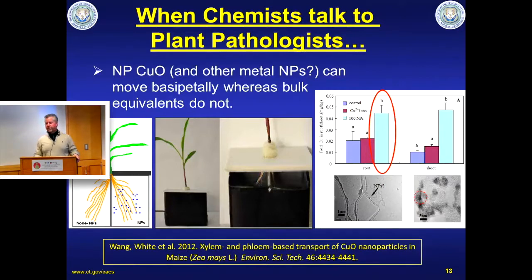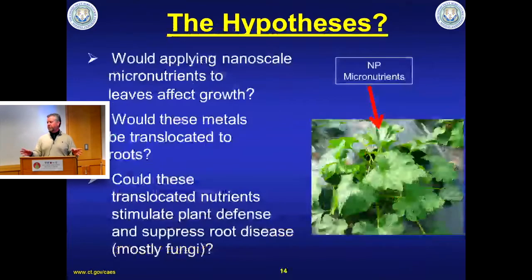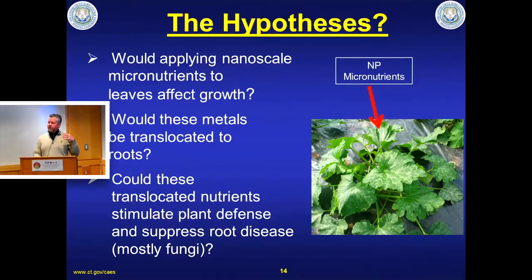So what would happen if you had a plant growing in the field and instead of giving it your typical Miracle-Gro micronutrient solution, you actually supplied copper and manganese in nanoscale form? Would you get a different effect? Would these nutrients be translocated to the roots? If they were translocated to the roots, would this stimulate plant defense? And would the plant be able to fight off some of these fungal pathogens that are reducing yield by 20-25%?